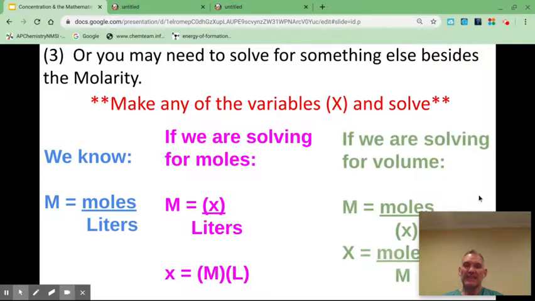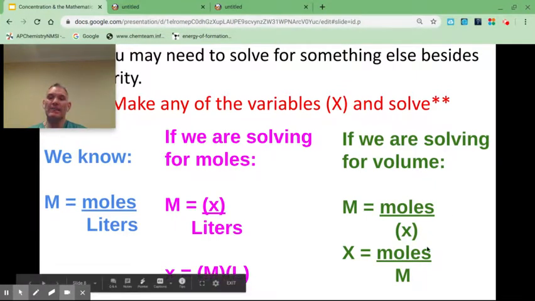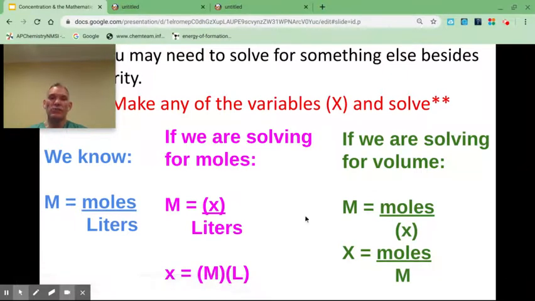The last thing that we could be asked for is to solve for a given volume. Well, same thing. If I know it's moles over liters, I make the volume x, and then I solve for x. Again, I'm going to multiply across, so it's x times molarity equals moles. But then I need to get x by itself, so I divide back by molarity. So these are the two other formulas that you might need.